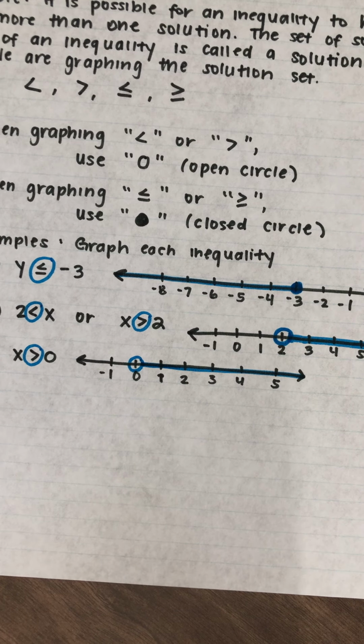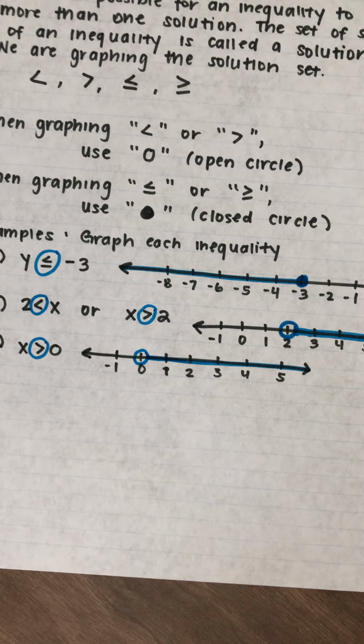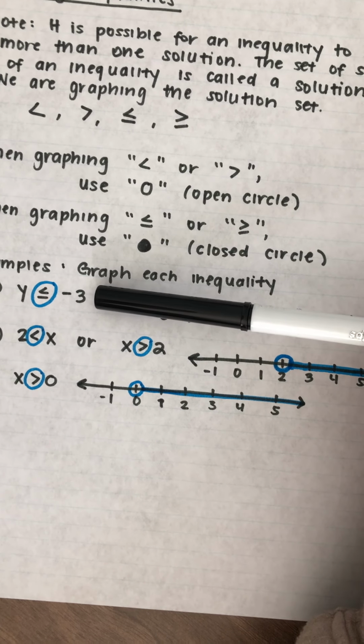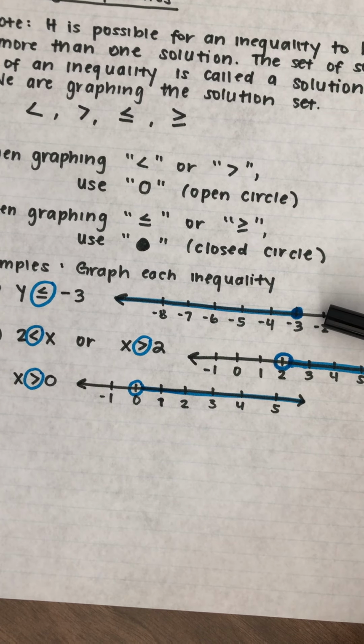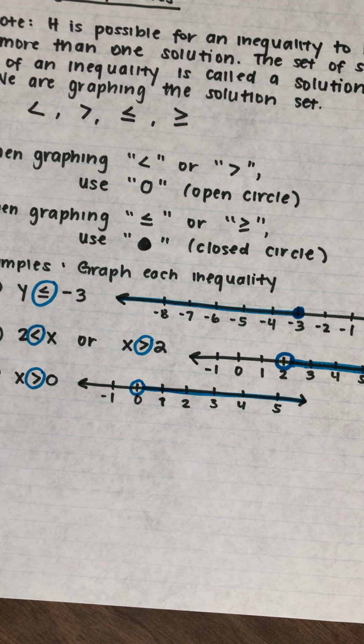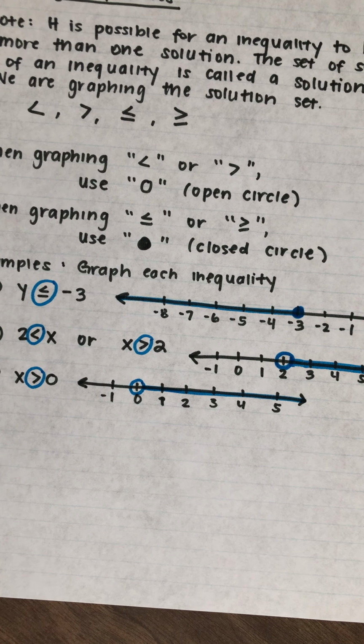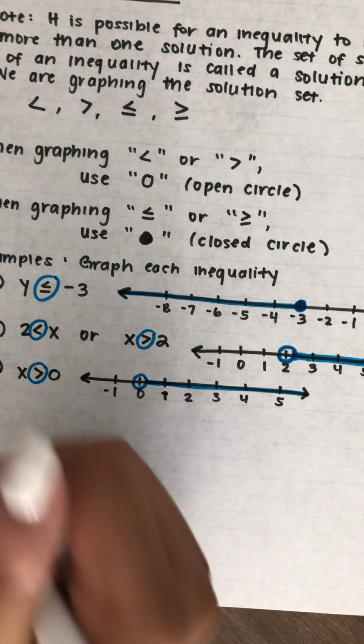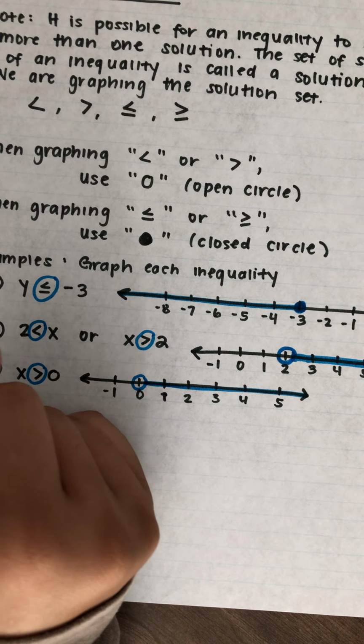Alright guys, we are almost done. We just have one more thing to look at. So when we were graphing, we were given our inequality and we graphed it. Now our goal is to be able to look at a graph and be able to write the inequality that it represents. So let's look at an example of that.